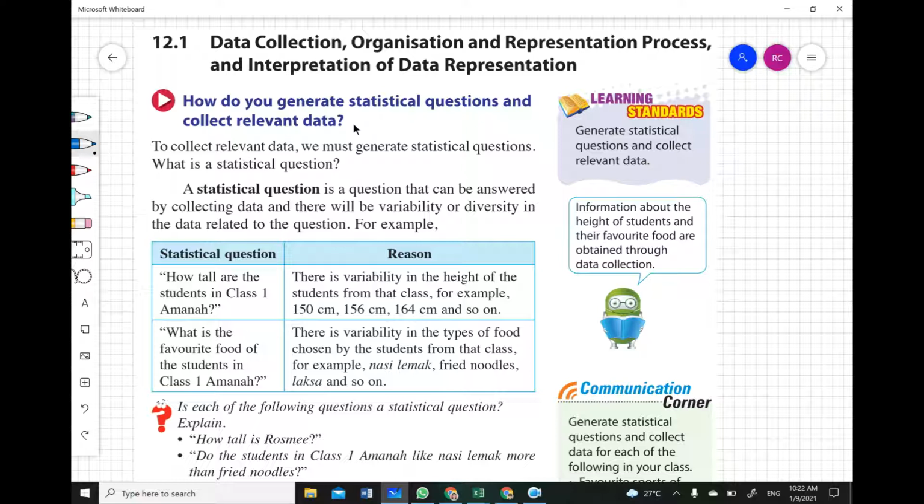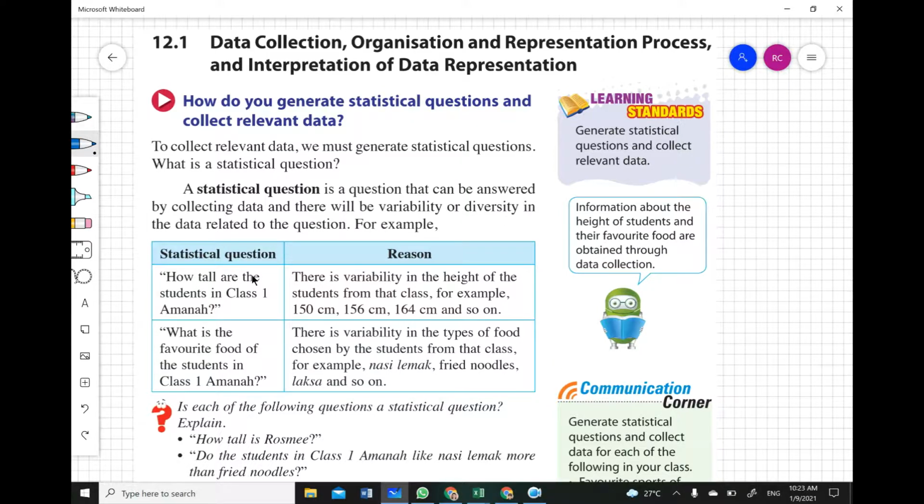Okay, over here you can see it is a question that can be answered by collecting data, and there will be a variability or diversity in the data. Variability is something like keboleh-ubahan. It's not fixed, it changes. Or diversity. Diversity means kepelbagaian in the data related to the question.